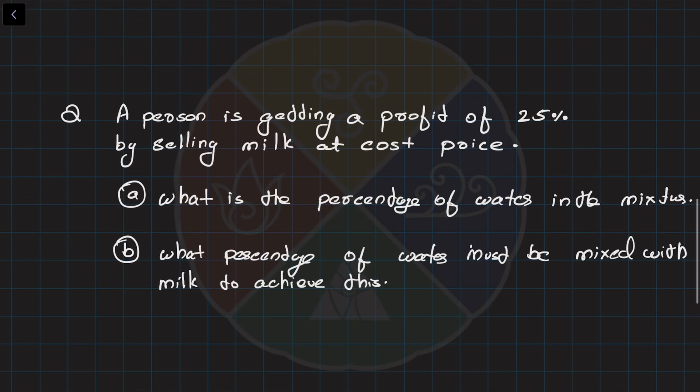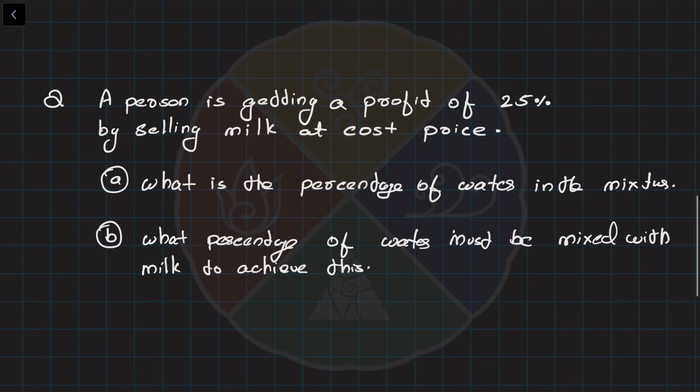So to practice this, I have made a problem. A person is getting a profit of 25% by selling milk at cost price. Part A, what is the percentage of water in the mixture? Part B, what percentage of water must be mixed with milk to achieve this? I want you to pause the video and try to answer this problem yourself. Okay, I'm going to give you the answer. If you still need more time, please feel free to pause the video.